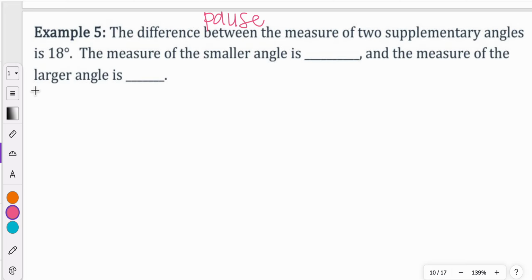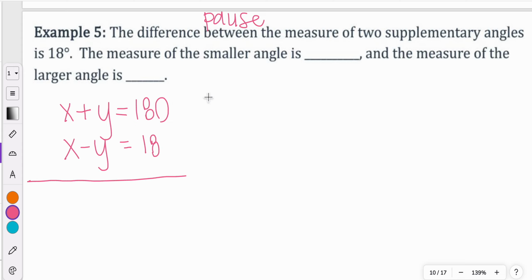All right, so this one could be an algebraic type question where you're solving systems of linear equations. The reason why it could be linear is I can take x plus y. Those are two different supplementary angles, and if I add them together, they should be equal to 180 degrees. But it also says the difference between them, so x minus y, can be equal to 18, okay? And I am going to solve the systems of linear equations, SOLE, using elimination.